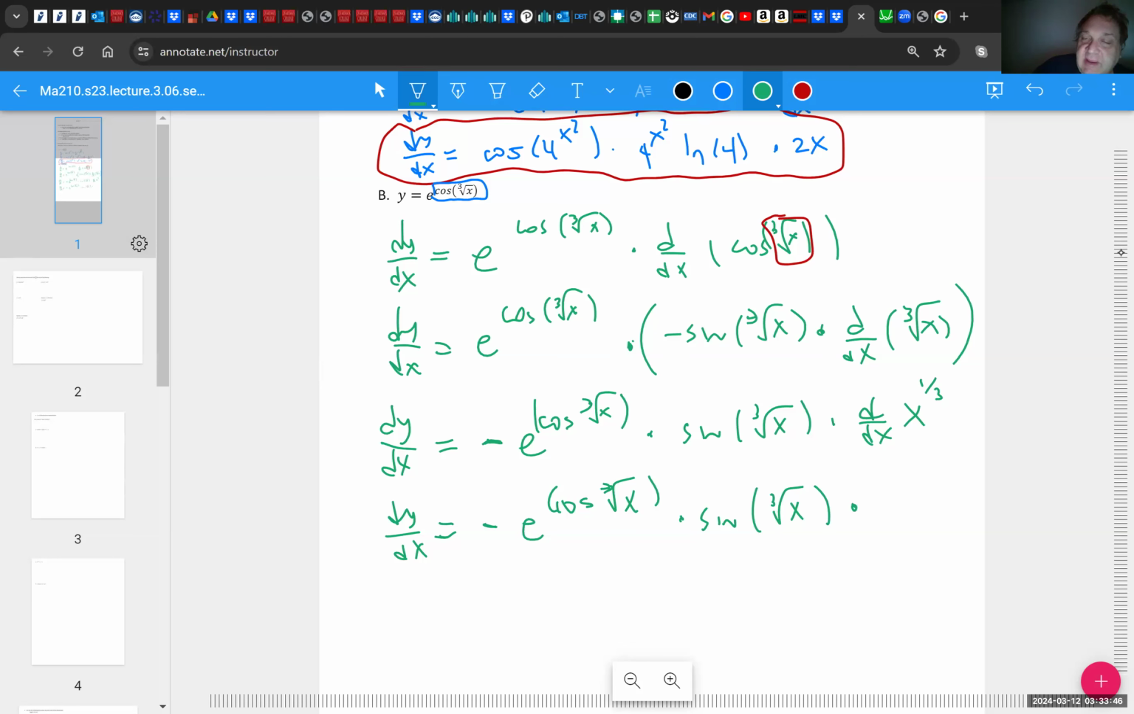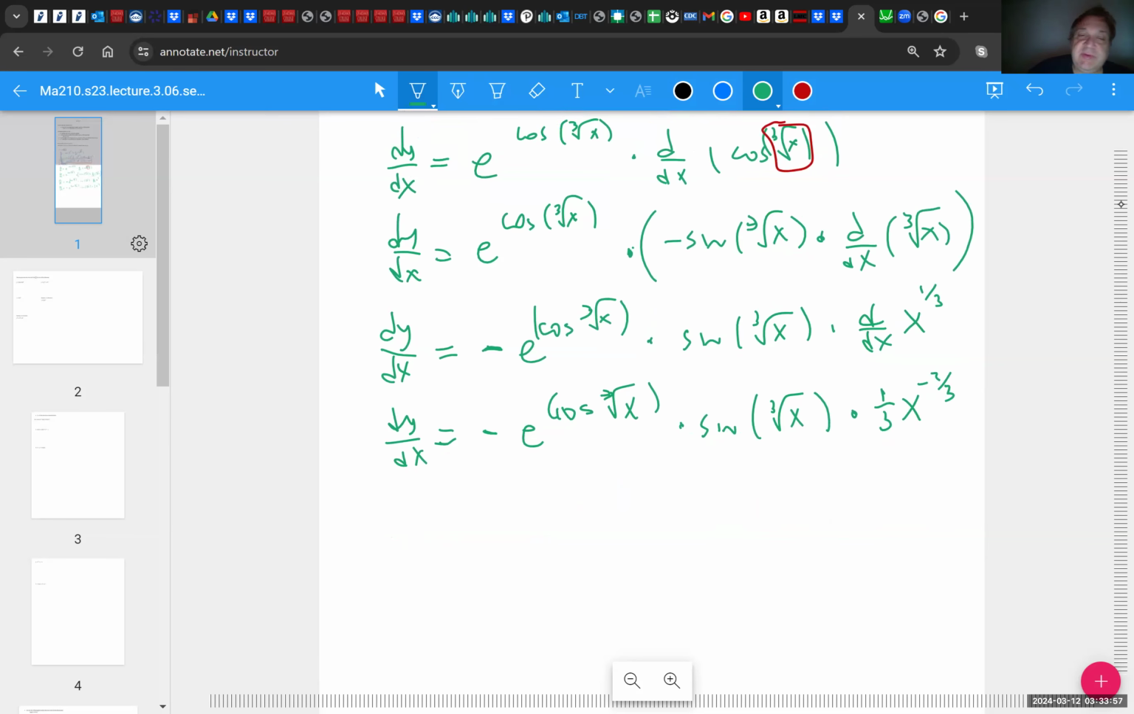Derivative of x to the 1/3 will be 1/3 x to the minus 2/3. Subtract 1 from that exponent. And I'm going to move the two numbers together. There's a -1 in front and a 1/3 towards the end. So I'll just bring those together as a -1/3, and everything else is just going to be lined up.